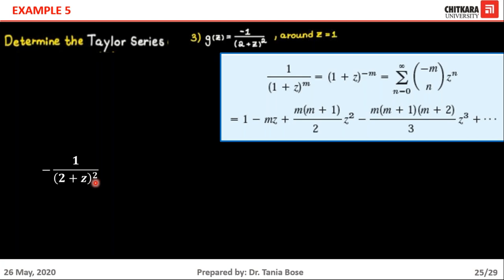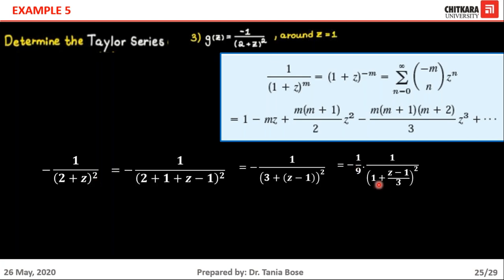So on adding 1, 2 plus 1 will become 3. So I will get minus 3 plus z minus 1 whole square. So now to apply this formula, the first term, I will get 9. And I'm left with 1 plus z minus 1 by 3 whole square, right?